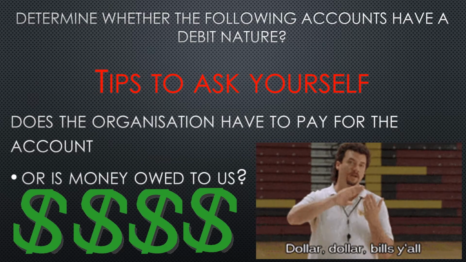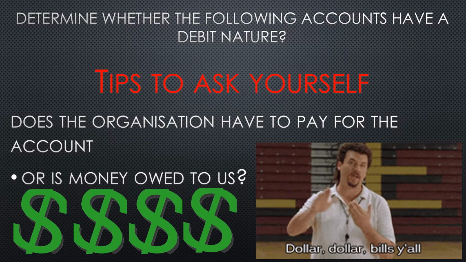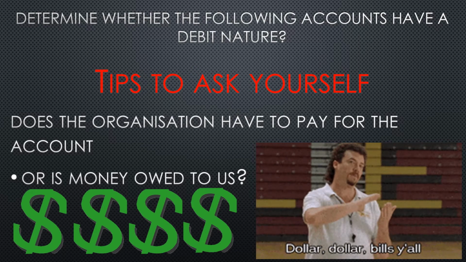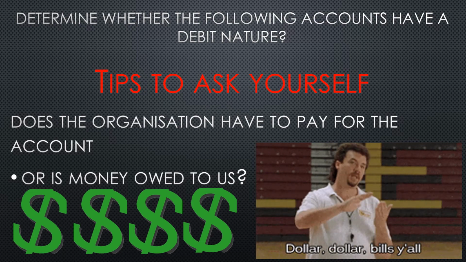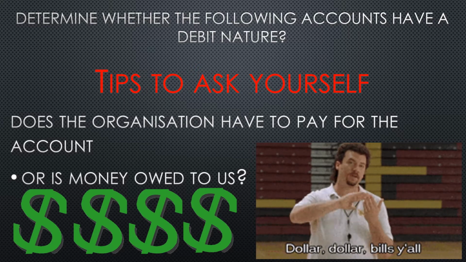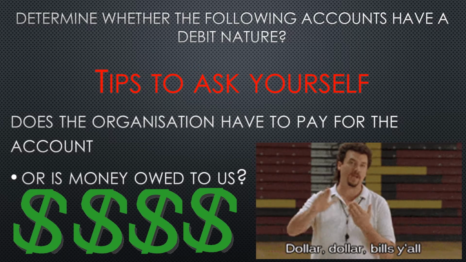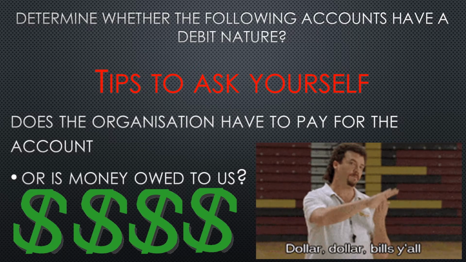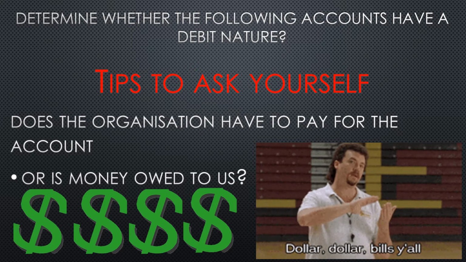When you're looking at a transaction, the tip is to ask yourself whether an expense or an asset is relevant in that transaction. Ask yourself, is the organization having to pay for something for that account, or is money owed to us? For example, when you buy a motor vehicle, one of those accounts will be a motor vehicle, which is an asset, and an asset has a debit nature. Or if we are paying wages and salaries, wages is an expense, and therefore expenses have a debit nature as well.